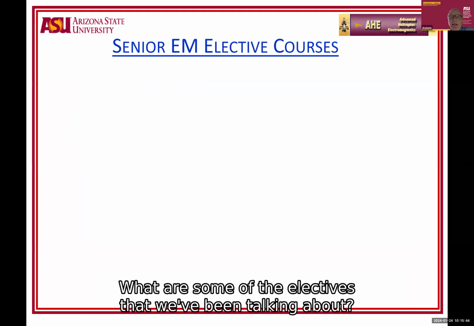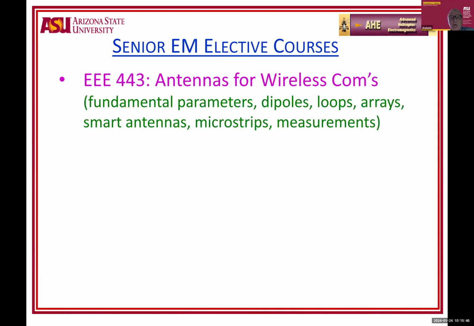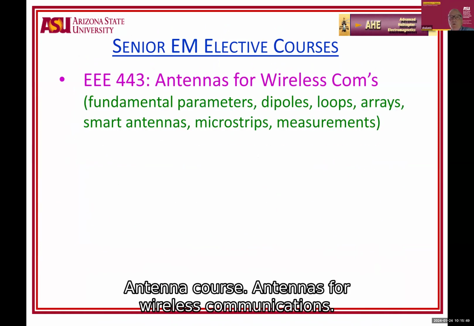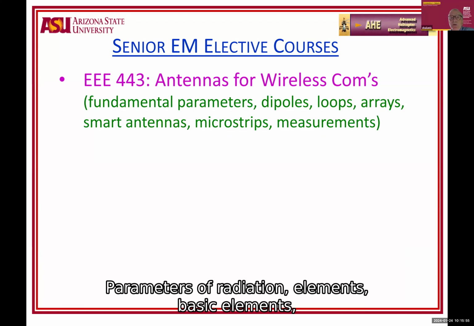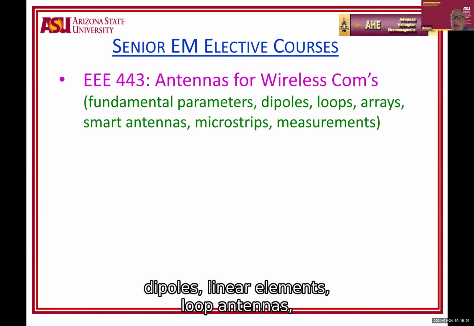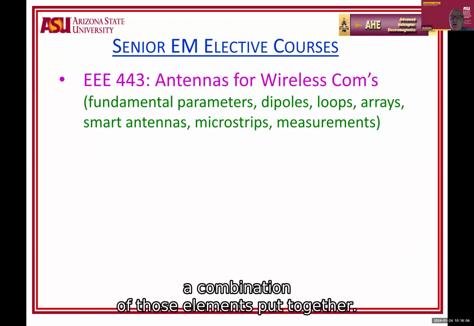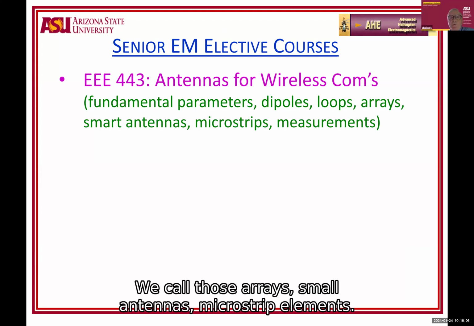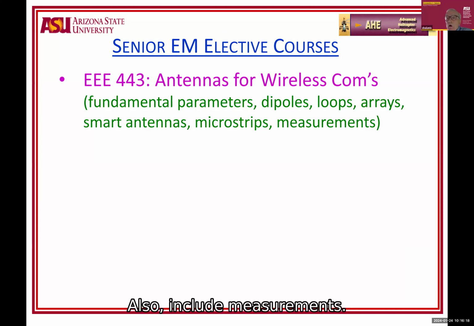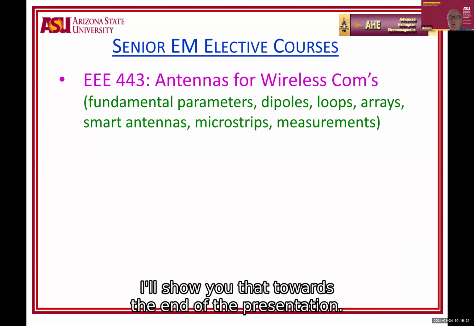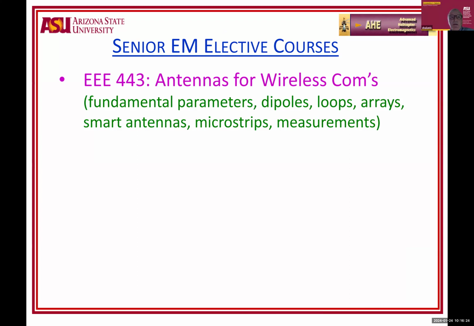What are some of the electives that we've been talking about? Antenna course, antennas for wireless communications. We cover different fundamentals, parameters of radiation, elements, basic elements, dipoles, linear elements, loop antennas, or combination of those elements put together. We call those arrays, smart antennas, microstrip elements, very popular starting in the 1970s. Also include measurements. We have a facility. I'll show you that towards the end of the presentation.